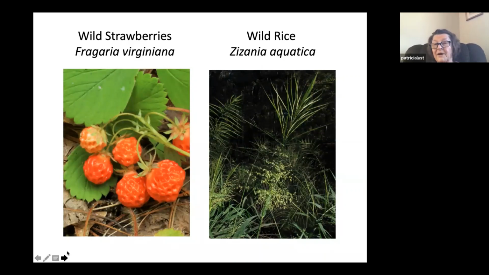And I'm not going to talk about these very much, just to mention that there are native plants that are edible, because that's a question I often get. What do we have that's edible? Wild rice likes to grow in the swampy areas. Okay, there we go.